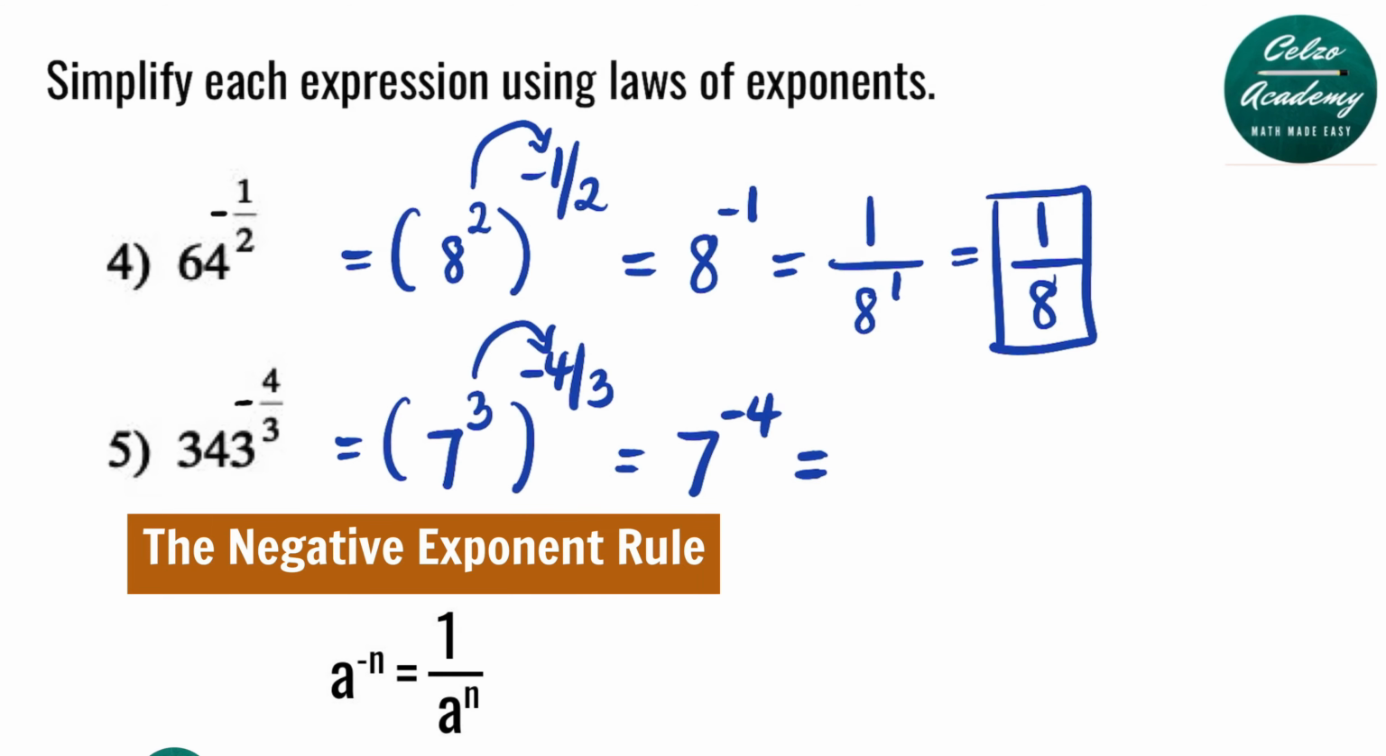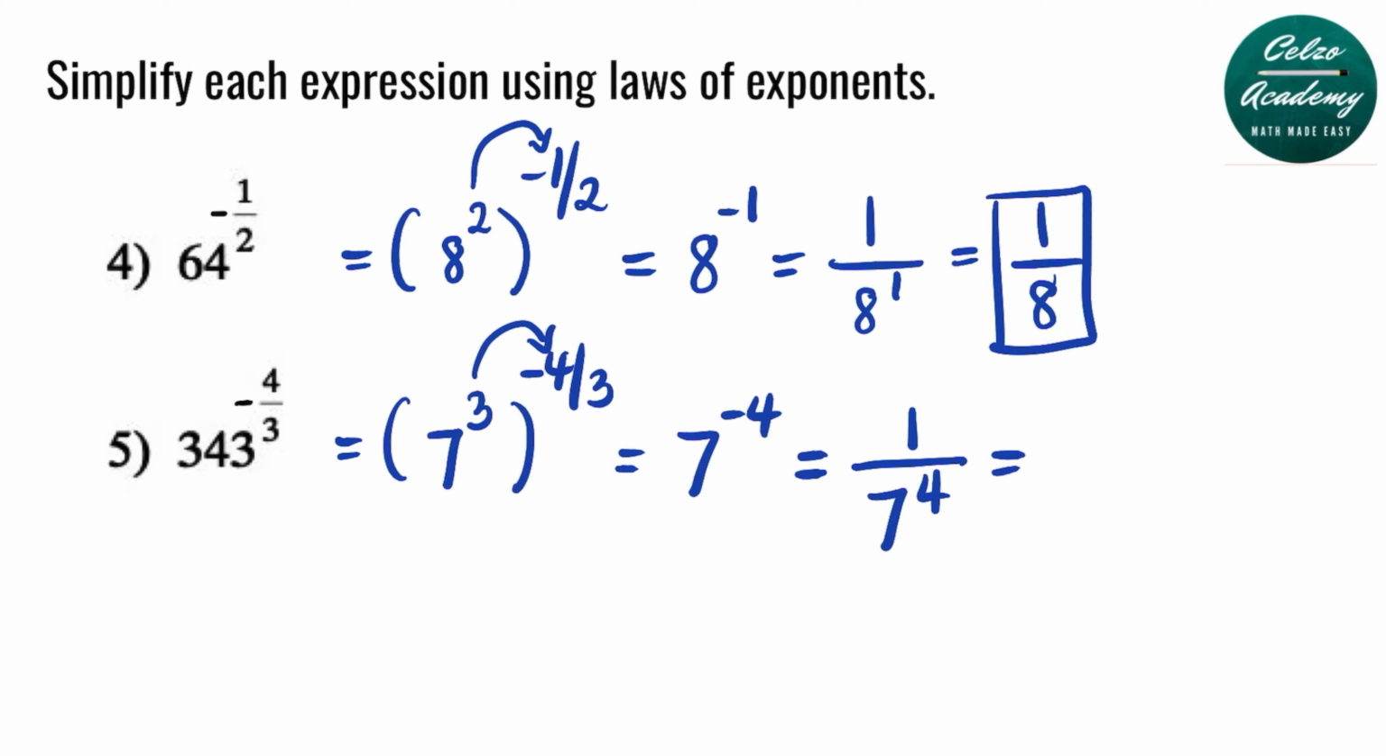Now using the negative exponent rule, we can make this negative exponent a positive by moving this to the denominator. So we will have 1 over 7 to the positive 4. And 7 to the 4th power is 2,401. So the answer is 1 over 2,401.